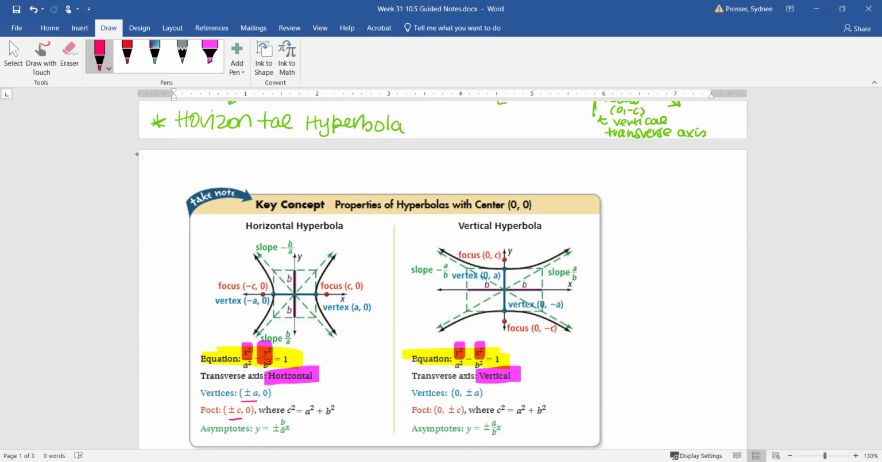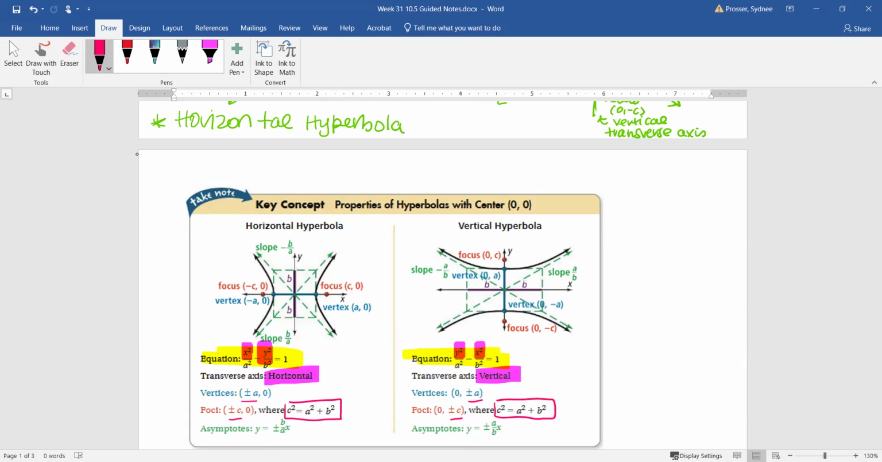For a vertical hyperbola, we have a vertical transverse axis. Vertical is the y values. Our vertices are going to be on the y values, and then the foci are going to be on the y values. Notice our formula to find the foci is a little bit different than it was with an ellipse. It's exactly the Pythagorean theorem.